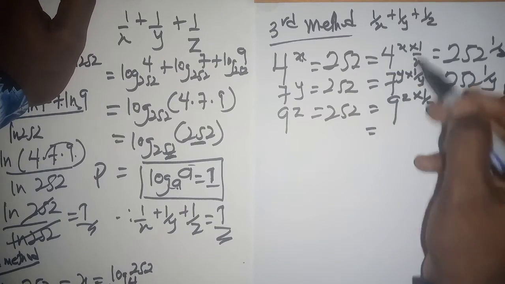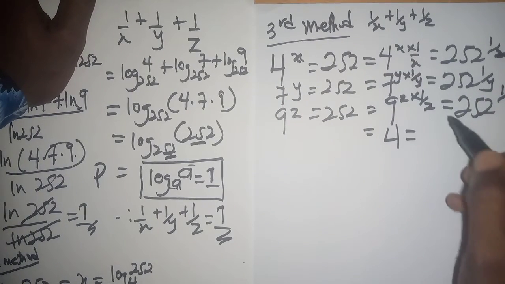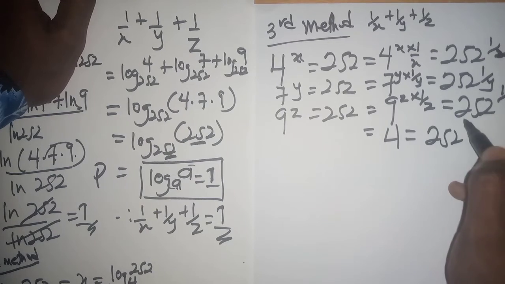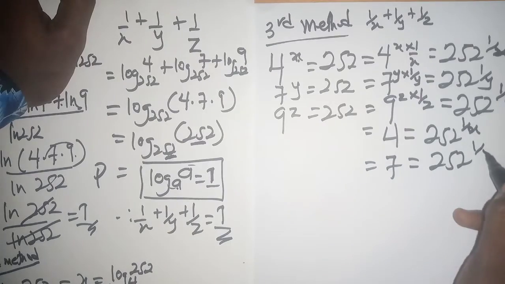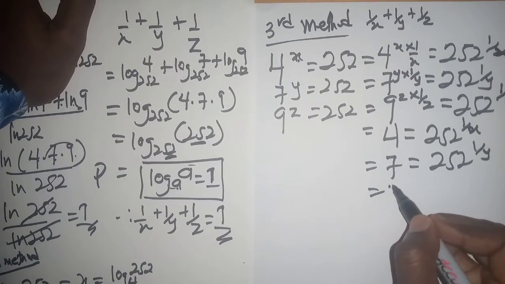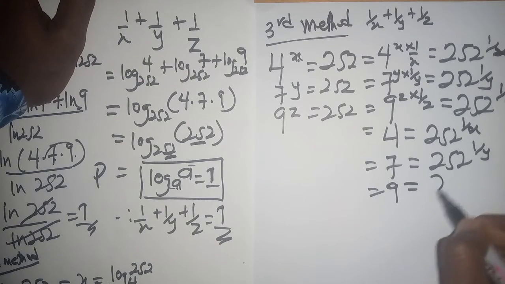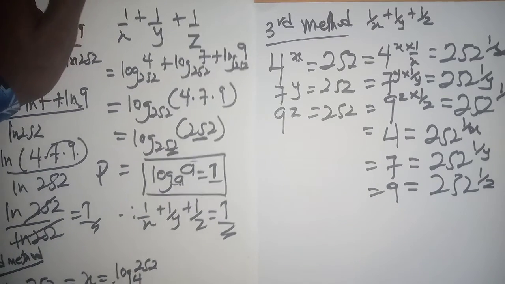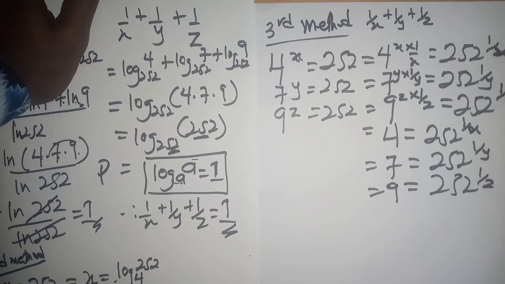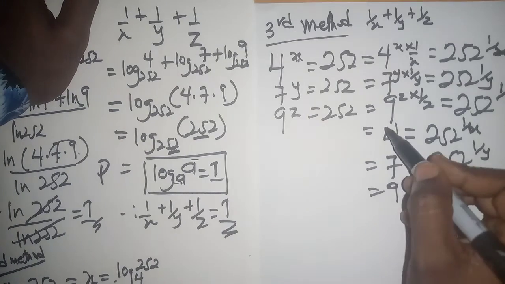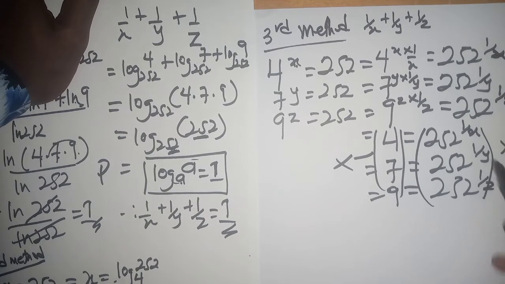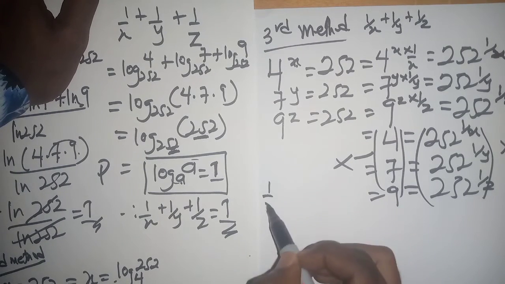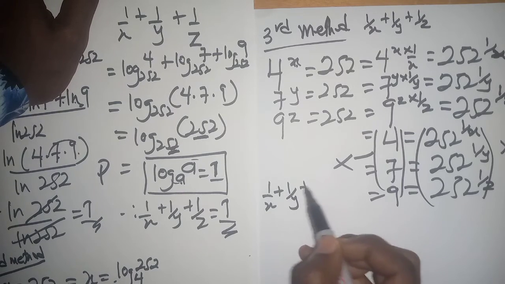So we realize that with all of this, we just have 4 equals 252 to the power 1 over x, and then we have 7 equals 252 to the power 1 over y, and then 9 equals 252 to the power 1 over z in this case. So this is what we have. Then remember, if I multiply all of this side, I'm still going to get 1 over x plus 1 over y plus 1 over z.